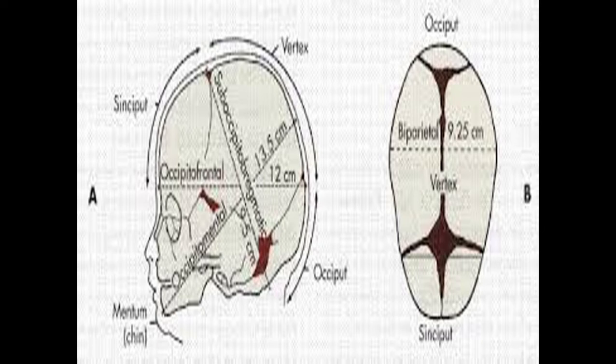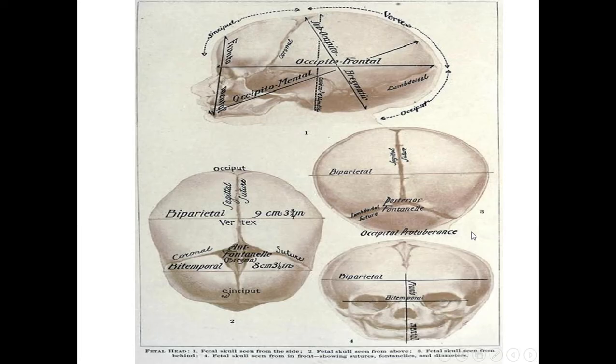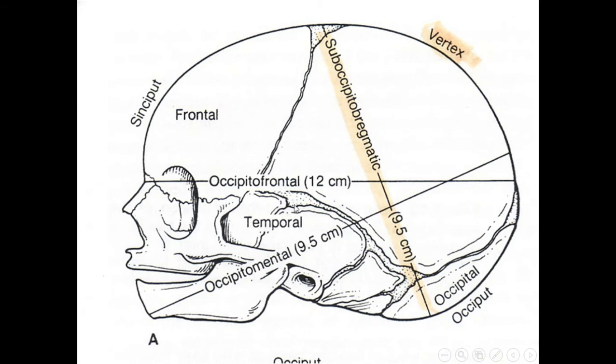So we have biparietal 9.5 cm and subparietal-supraparietal 9 cm, which is 0.5 cm less than the biparietal diameter. Another diameter is the bitemporal diameter, from the anterior end of the temporoparietal suture to the anterior end of the other temporoparietal suture. It is about 8 cm. This diameter is very important during occipital position, and I will tell you about its importance later.